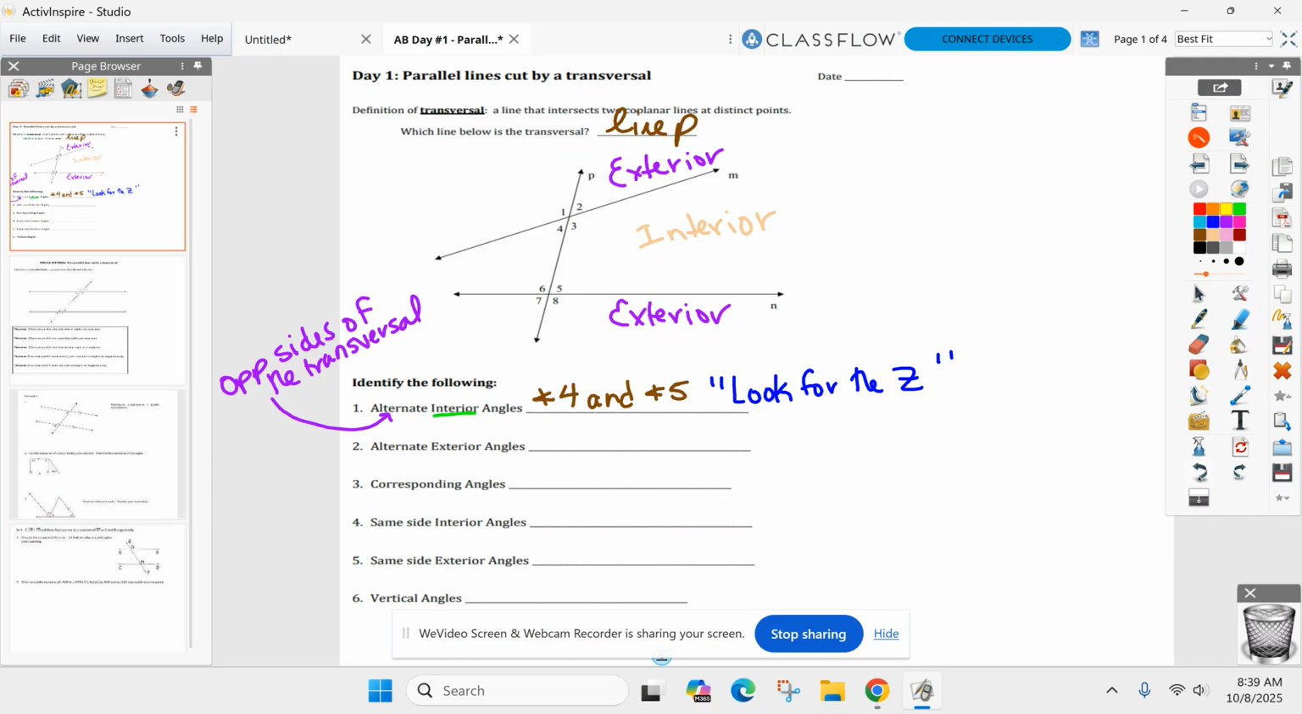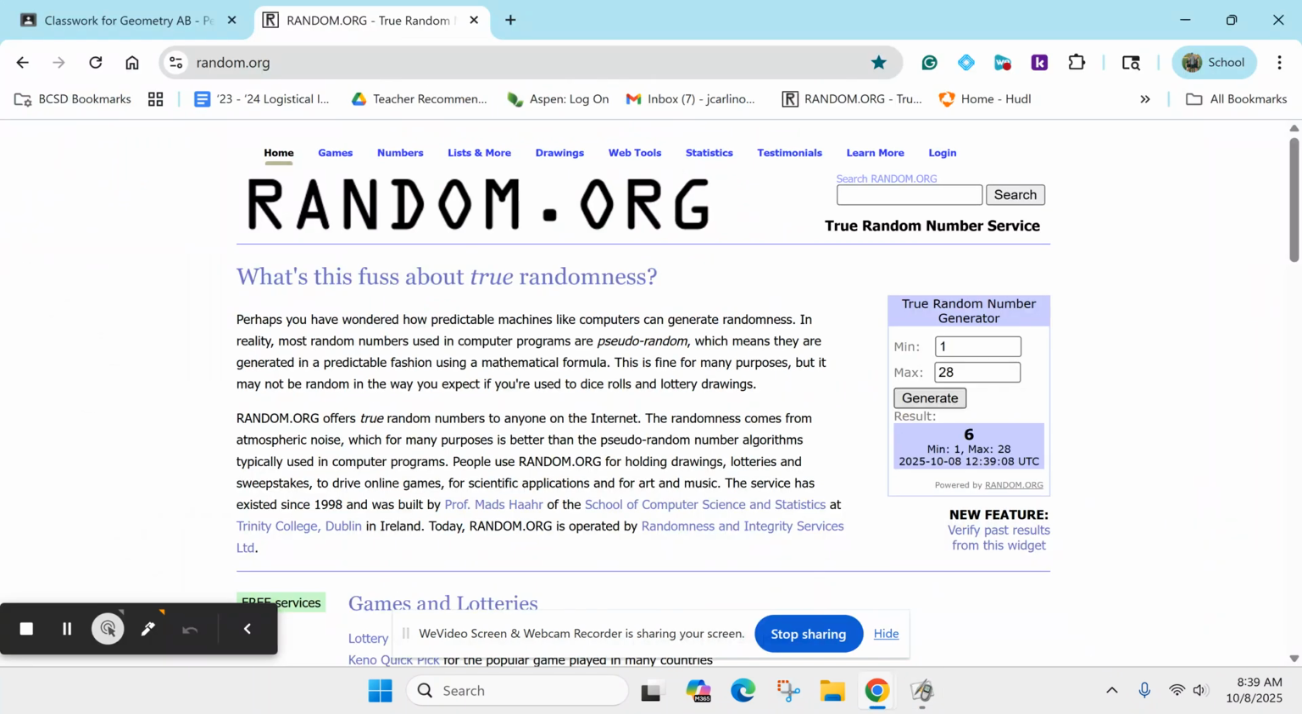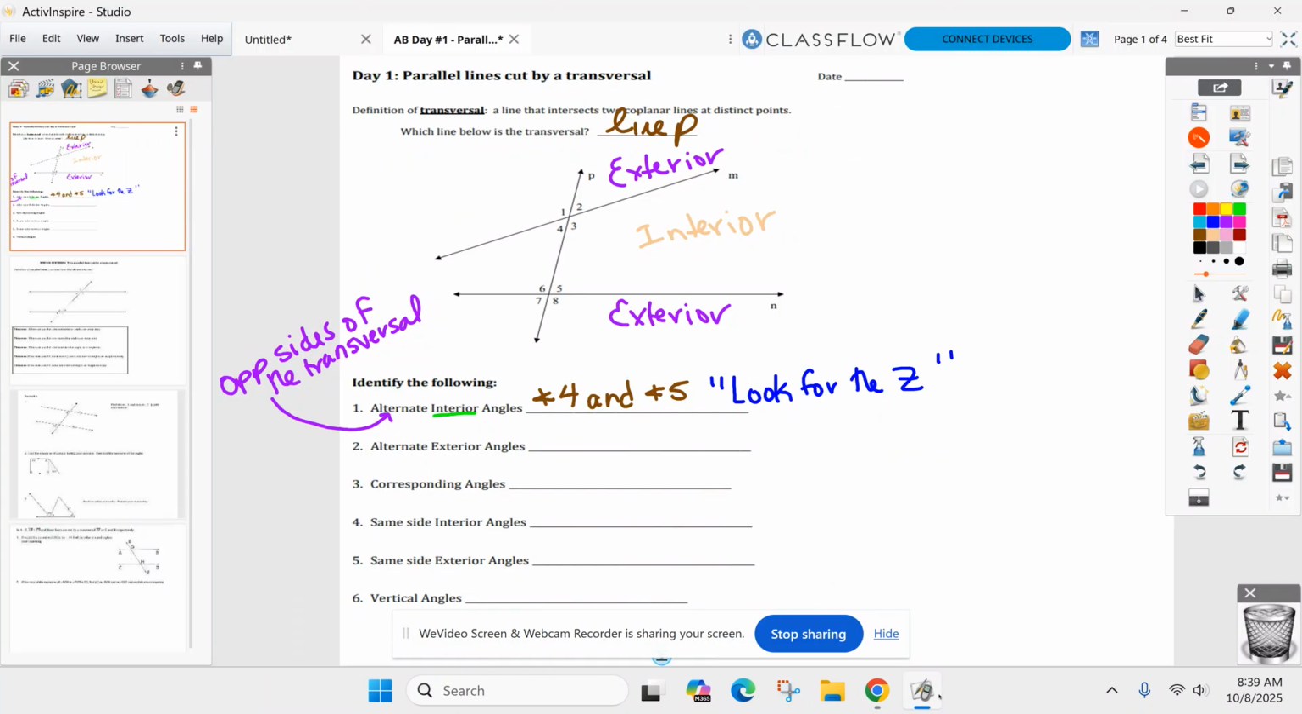So what do you think? Give me two angles that you think are alternate exterior. Only one, please. Here we go. Esme? Angle 2 and angle 8.